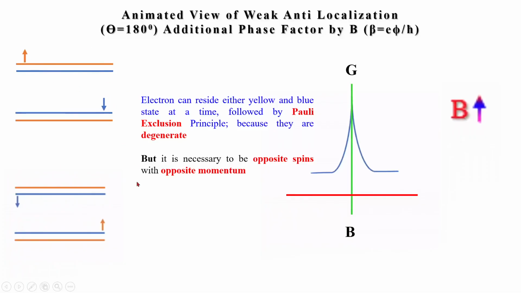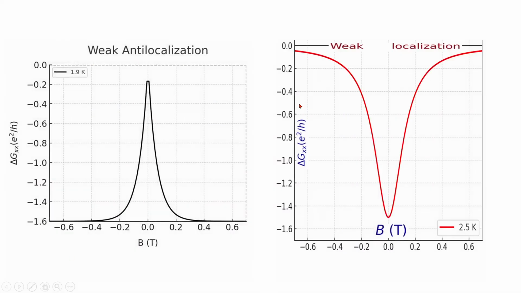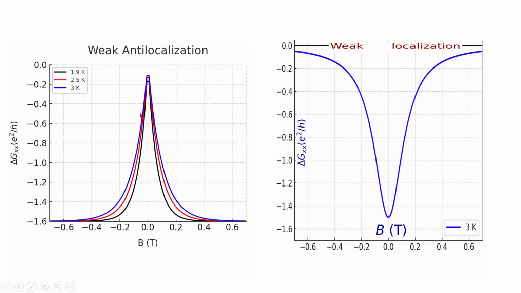The electron spins are in opposite phases, meaning both spins, up and down, are on different edge states. They hold the spin-orbit coupling. So these are the weak localization and anti-localization signatures at different temperatures.